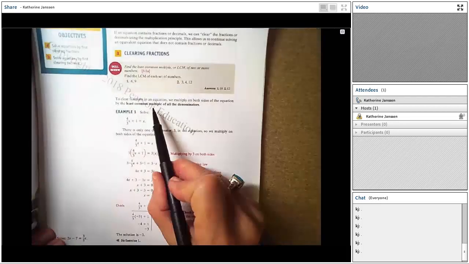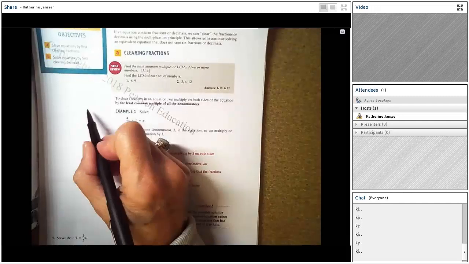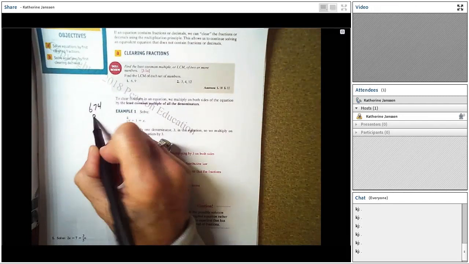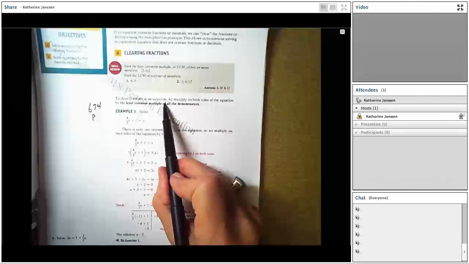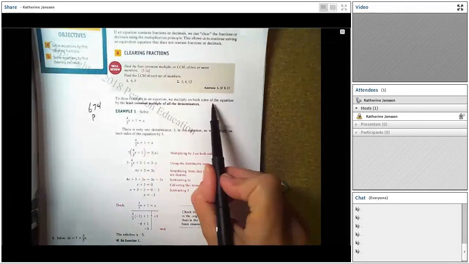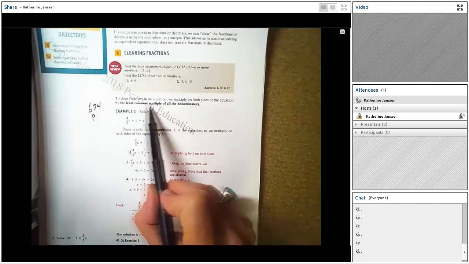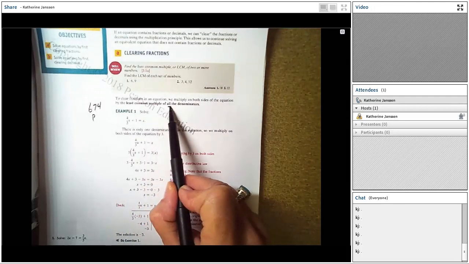This is page 674. To clear fractions in an equation, we multiply on both sides of the equation by the least common multiple of all denominators.